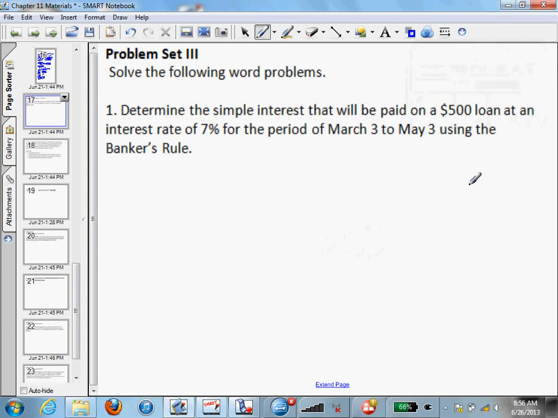Hello and welcome back to problem set 3 of 11.2. Now let's look at this example.